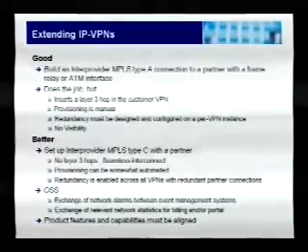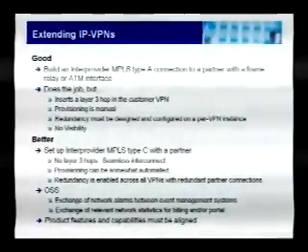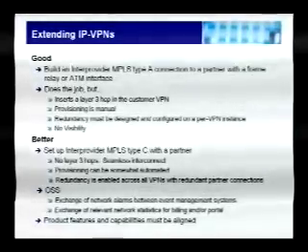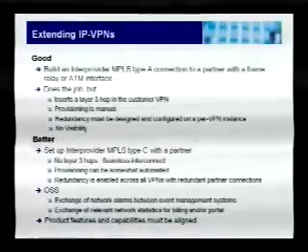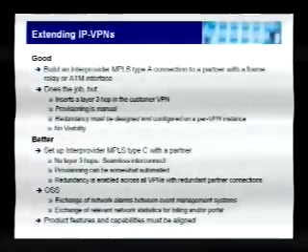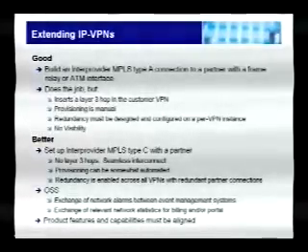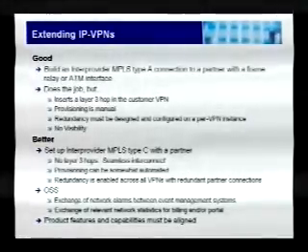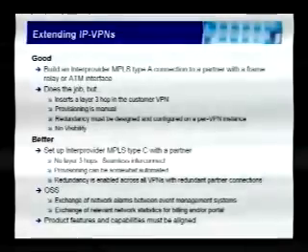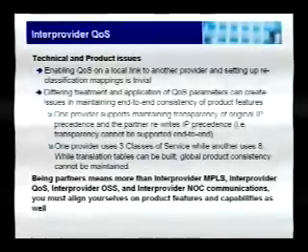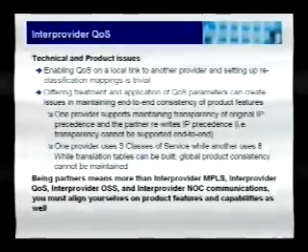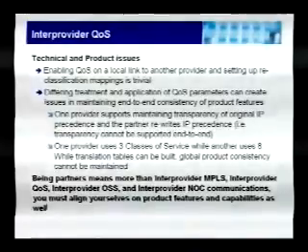And then this last bullet is one that tends to get overlooked an awful lot, and that is that your product features and your capabilities must be aligned. And this is where it becomes very clear that this is a partner and not something to be casually enabled with someone. If we go into more detail on that, the biggest problem here is going to be inter-provider QoS.